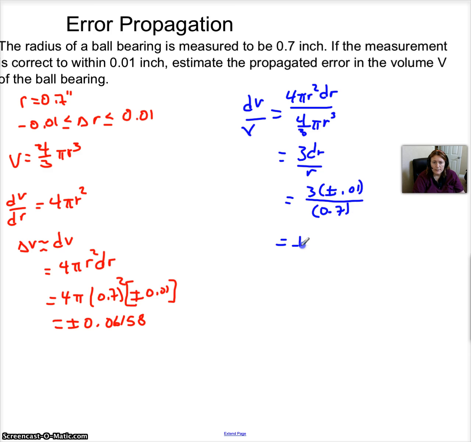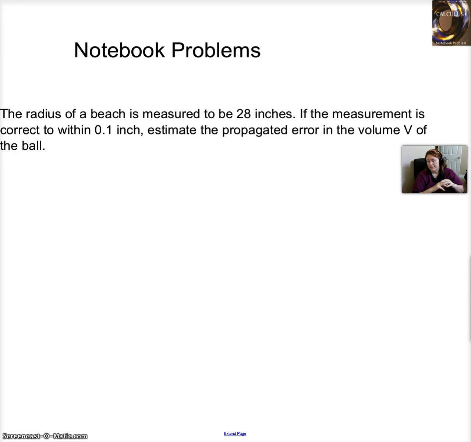So I get plus or minus 0.0429. This corresponds to 4.29% error. So is this a good estimate or not? Well, it depends. If you need an error under 5%, it's great. If you need error under 2%, not so great. Okay, you give it a go. And when you're done, turn off the video and finish your homework.